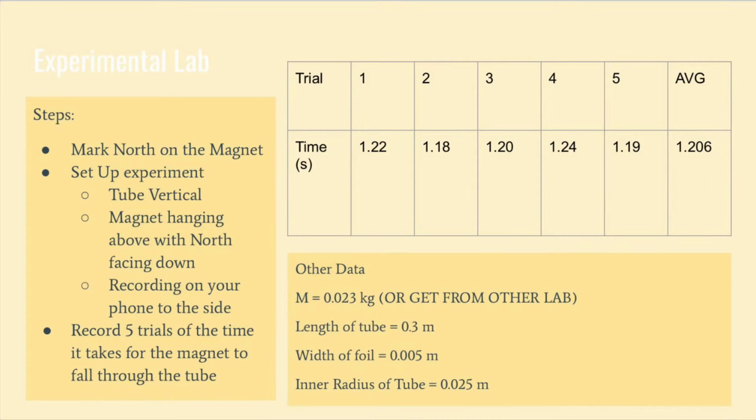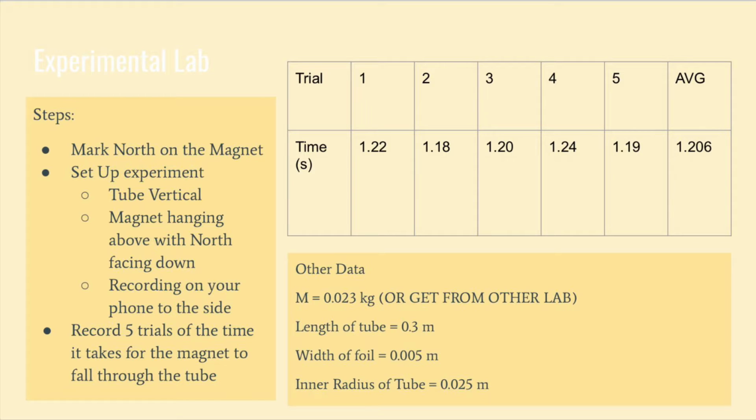For the experimental lab, I first started by marking north on the magnet. I used my magnetometer app on my phone from Lab 3 to find north on the magnet and marked it with tape. Next, I set up the experiment. This was kind of hard to maneuver with only two hands, so I set my phone up on my desk to record it. I had a vertical tube with the magnet hanging above with north facing down, and recorded each trial on my phone.